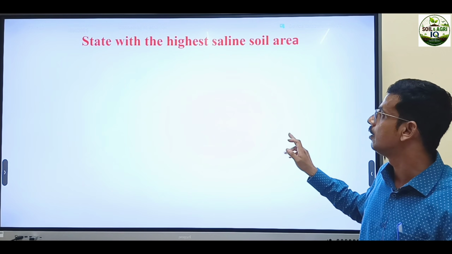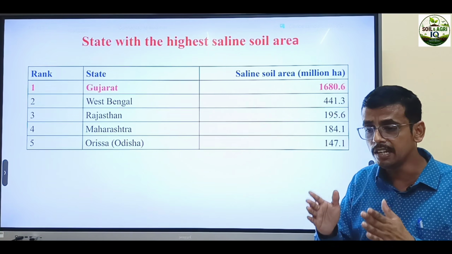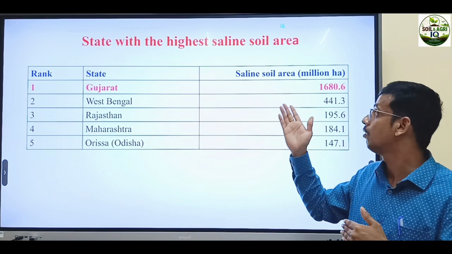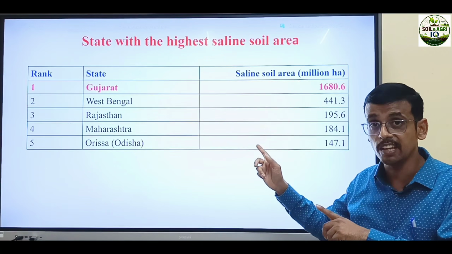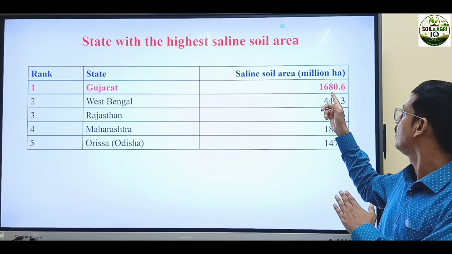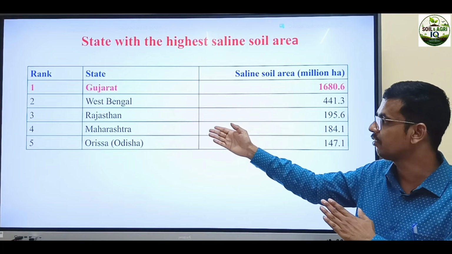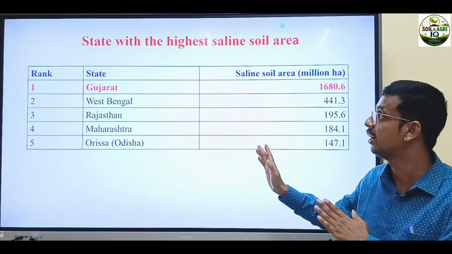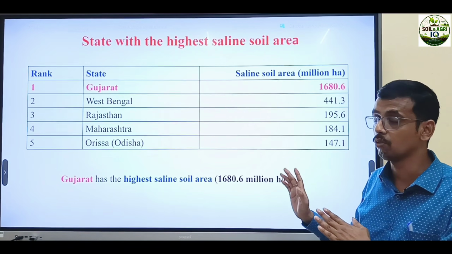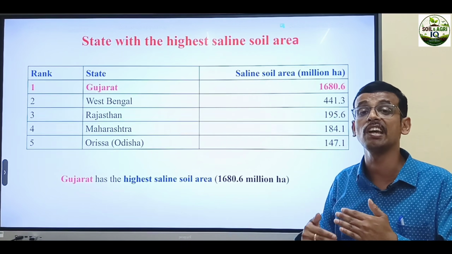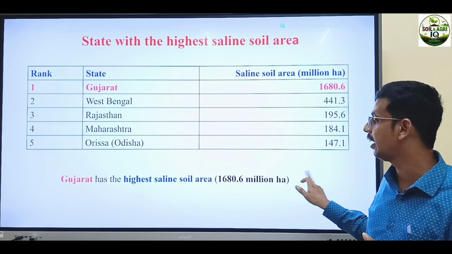Then you see, this is recent data: the state-wise highest saline soil area. Often in any exam they can ask which state in India has the highest saline area. I have given the top 5 states, from recent data. The total is 1680.6 thousand hectares. Gujarat, West Bengal, Rajasthan, Maharashtra and Odisha are the top 5 states with the highest saline soil area. Gujarat has the highest. So please remember, if the question comes, which state has the maximum area under saline soil, Gujarat has the highest area under saline soil.